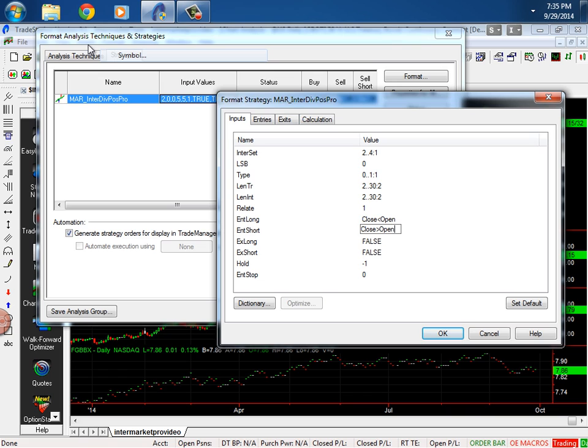This interstop is going to be used, and that's going to allow us to test entering on an opening range breakout. But for now, we'll set it to 0, which means that variable will be disabled.